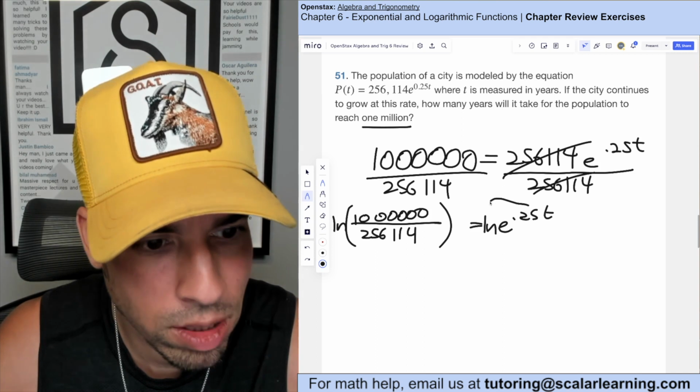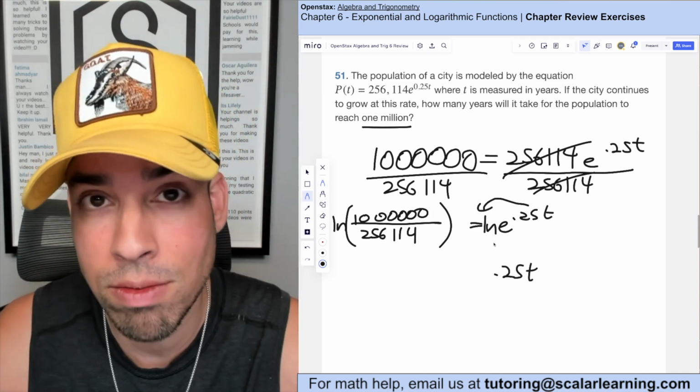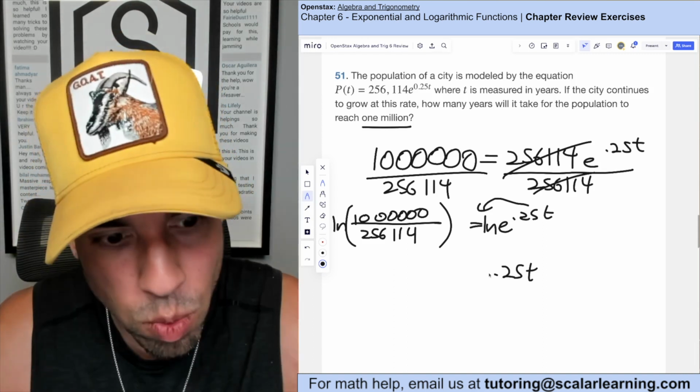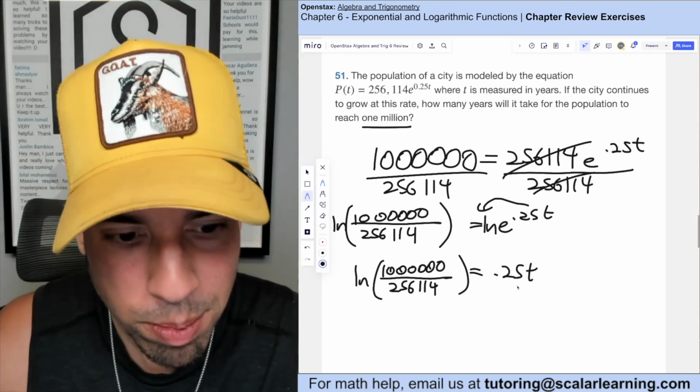That's going to allow me to bring this exponent down as an argument, which is 0.25t times ln of e. But the beauty of ln of e is it's just 1. So this equals natural log of this. And then last step, we're going to isolate by dividing both sides by 0.25.